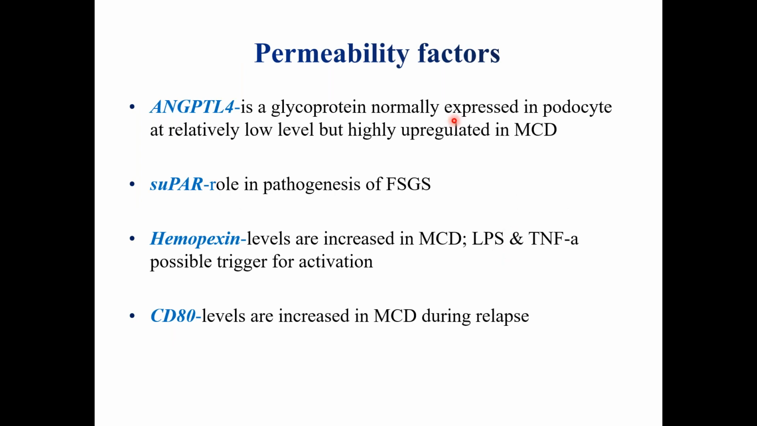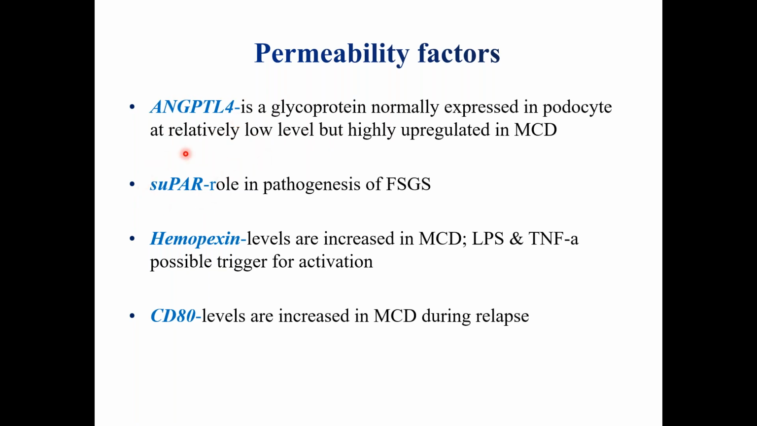Now, if you look at various studies, you'll find that there have been certain permeability factors which have been implicated in the occurrence of especially focal segmental glomerulosclerosis. Two studies identified a protein called angiopoietin-like protein, which is a glycoprotein normally expressed in the podocytes at low levels. But it has been found that during relapses of minimal change disease, this protein increases up to 20 folds in urines of these patients, implying a role of this protein also in the proteinuria.